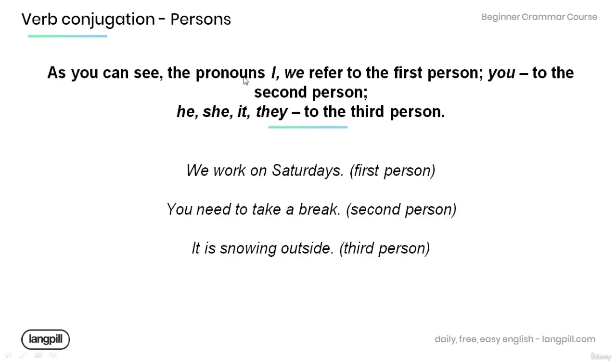Now, as you can see, the pronouns I, we refer to the first person, you to the second, he, she, it, and they to the third person. Have a look at the examples below. We work on Saturdays. We is in the first person. You need to take a break. You is in the second person. It is snowing outside. It, third person.